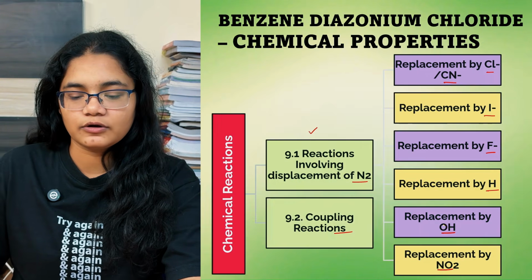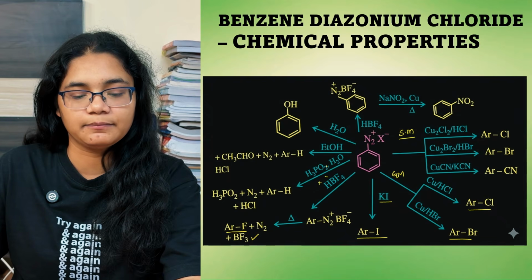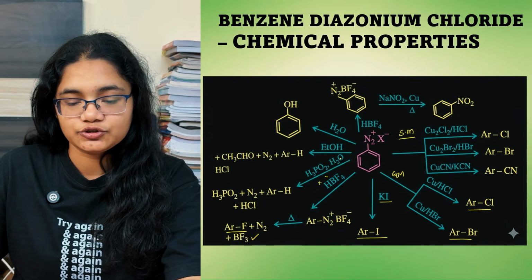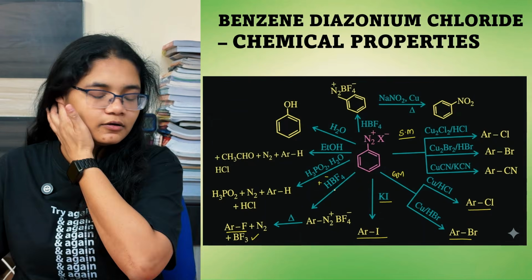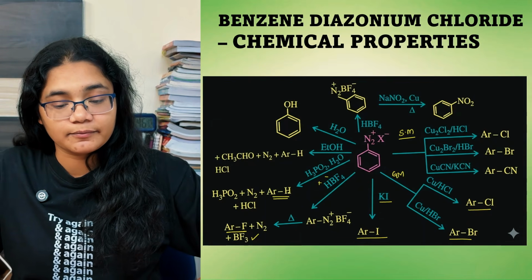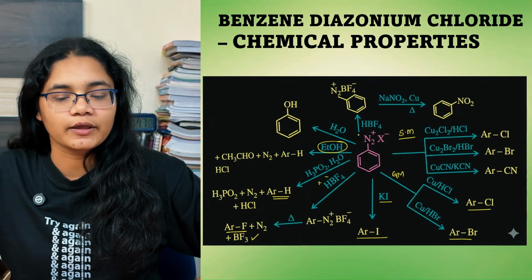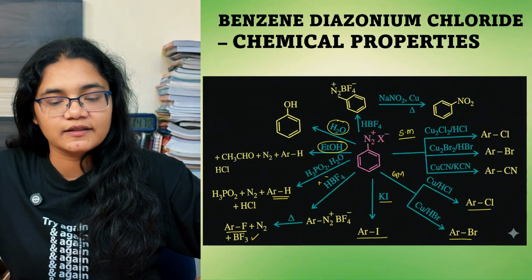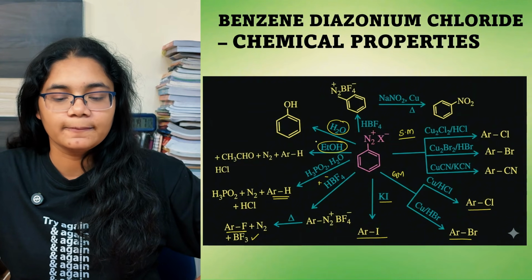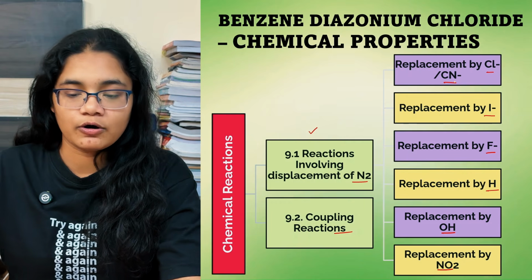Next, we'll talk about replacement by H and OH group. So if you treat it with H3PO2 and H2O, that is hypophosphorous acid in H2O, then you will get simply benzene. You can get simply benzene from here also by treating it with ethyl alcohol. Now if you will treat it with water, then what you will get? You will get phenol.